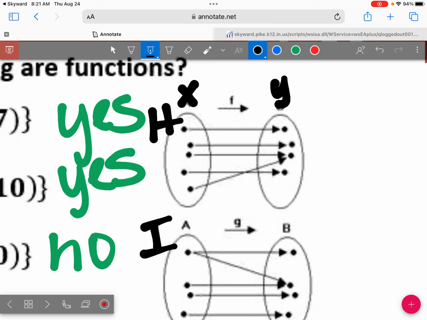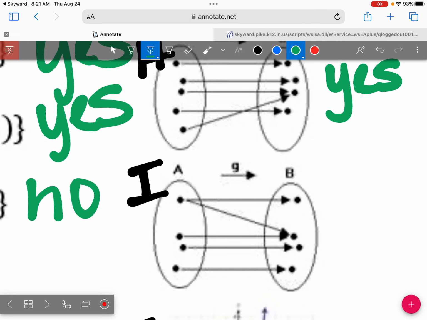So when you're looking at a map, what you're going to look for is 2 arrows coming off of the same X value. So do you notice how each one of these dots only has 1 arrow? So this is a yes. The reason why I know I is a no is because notice how in that very first one, see how there's 2?